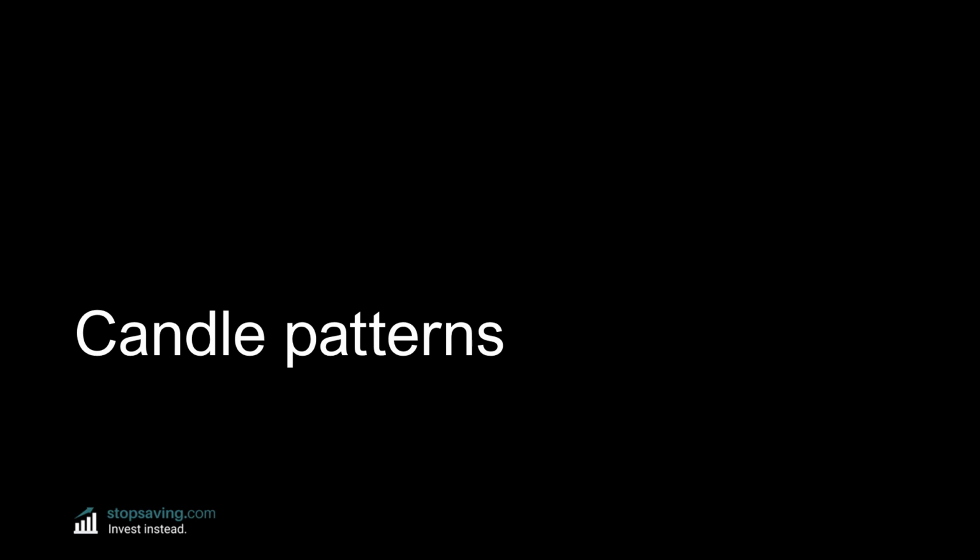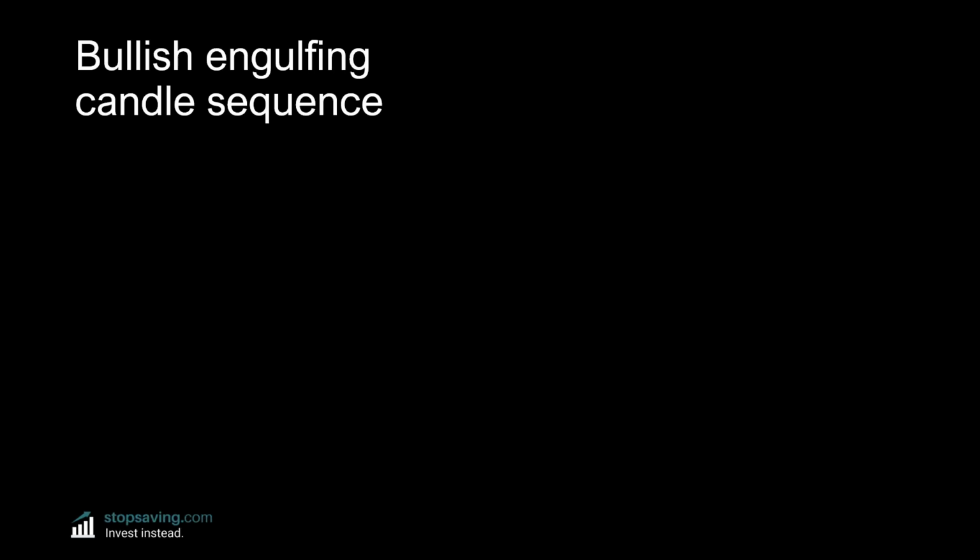But when it comes to trading, 2 candles are better than 1. So let's now look at a few common types of candle sequences that can signal a change of direction in the price. So let's start off with the bullish engulfing candle sequence. This can signal a strong change in the direction of price, in this case from a downtrend to an uptrend.